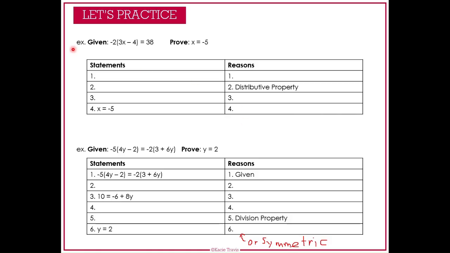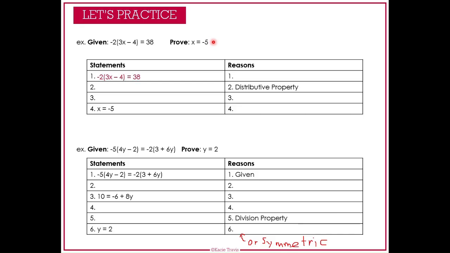Now, our first practice problem here has -2 parentheses 3x minus 4 is equal to 38. And they want us to prove that x is equal to -5. Things to be advised. You see how x is on the left? You can keep it on the left. You see how the 5's on the right? Keep it on the right. So that means that we're trying to move all our variables to the left, all our constant terms to the right. So use that to help you out. If you ever get caught up in a mess, you can always go through and switch it around using the symmetric property or the reflexive one.